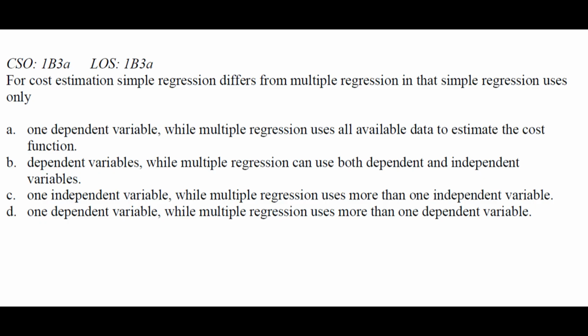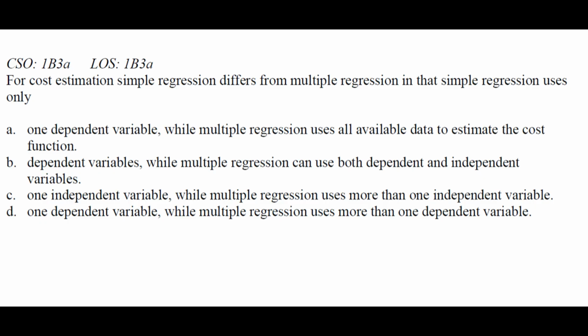B. Dependent variables, while multiple regression can use both dependent and independent variables. Incorrect. Both simple and multiple regression always involve one dependent variable and one or more independent variables. C. One independent variable, while multiple regression uses more than one independent variable. Correct. This is the fundamental distinction. Simple regression uses one independent variable, whereas multiple regression incorporates multiple independent variables to improve the explanation of cost behavior.